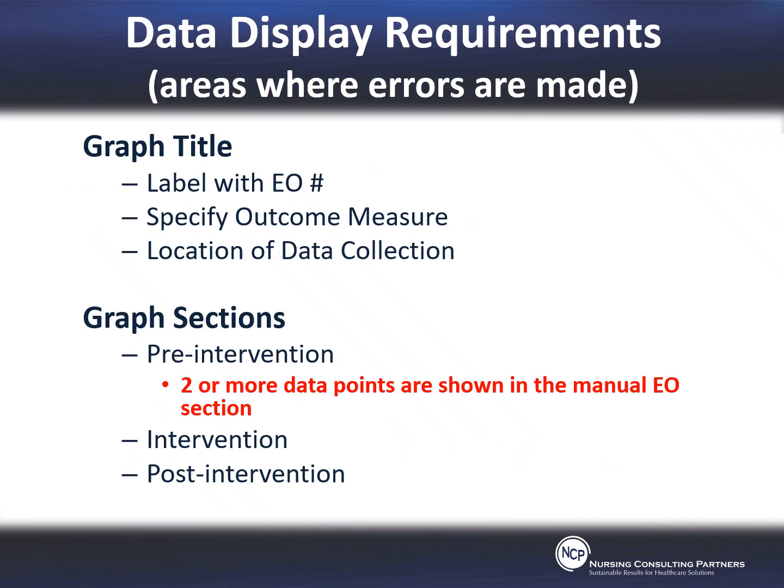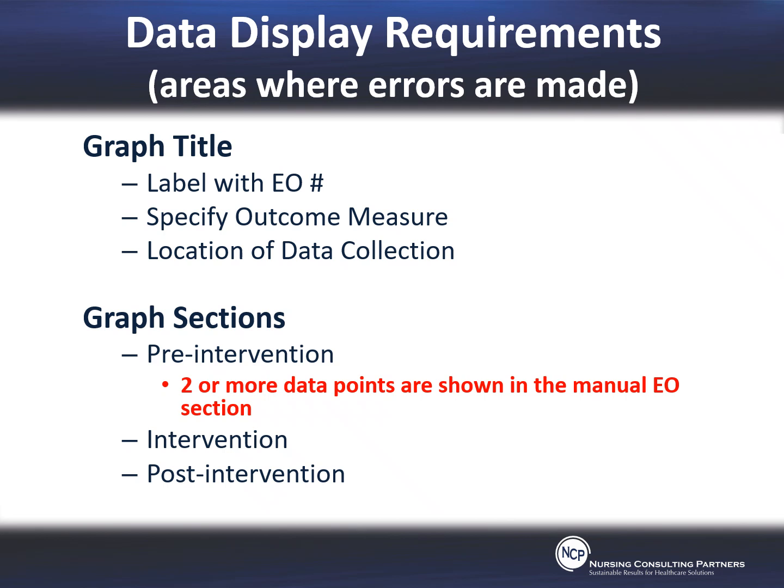So there's really four common errors. The first being that they weren't labeled correctly, starting with what you see here, the graph title. You need to label the graph title with the domain and the EO number. You specify the outcome measure and the location of the data collection. I'll show a couple examples later on. And then you have your graph sections, the pre-intervention, the intervention, and the post-intervention. Those three sections are similar to 2019.